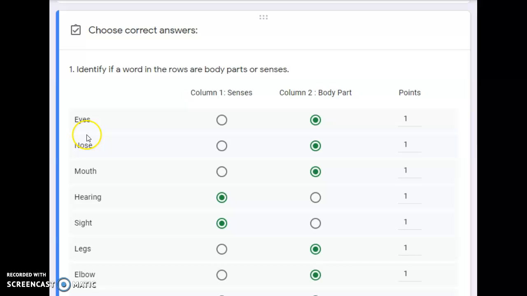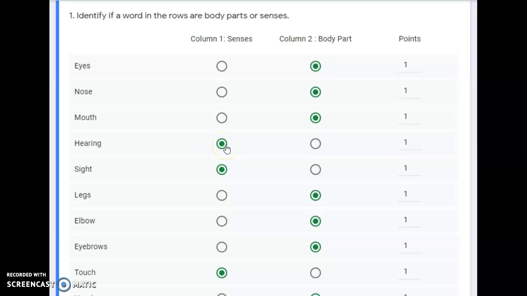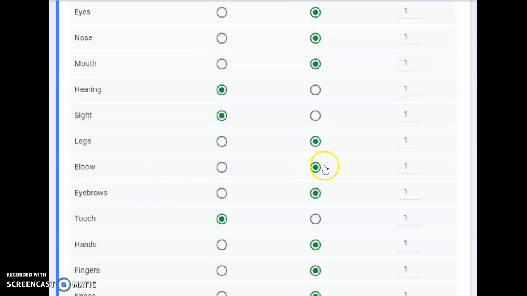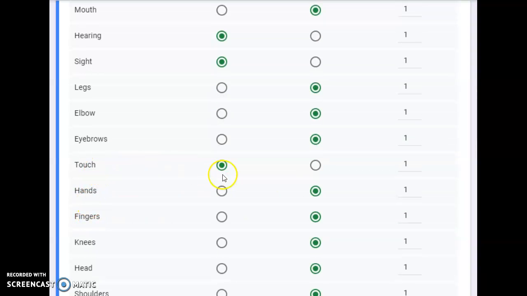So the eyes, body part. Some of you answered senses. Nose, it's a body part. Mouth, body part. Hearing, senses, right? Sight, senses. Legs, body part. Elbow, it's very easy, right? But some of you maybe clicked on the wrong column by accident. For example, you think elbow is a body part, but then you clicked senses, so that makes it wrong. Elbow, body part. Eyebrows, body part. Touch, senses.